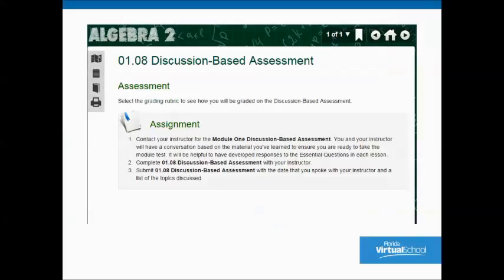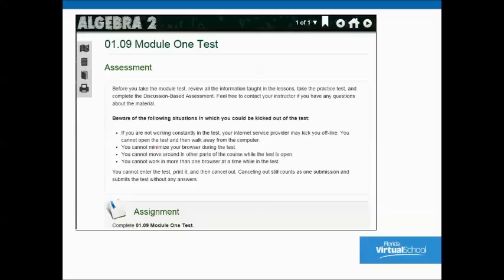Lesson 1.08 is a discussion-based assessment. It directs the students to contact their instructor to complete their DBA. In Lesson 1.09, students are directed to complete the module exam.